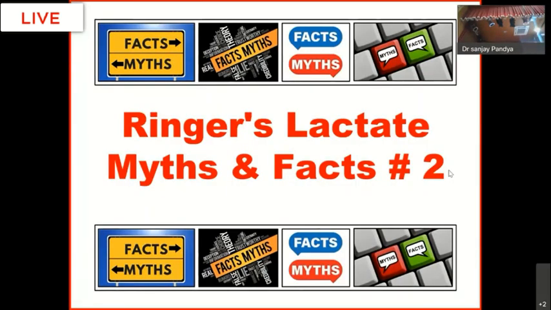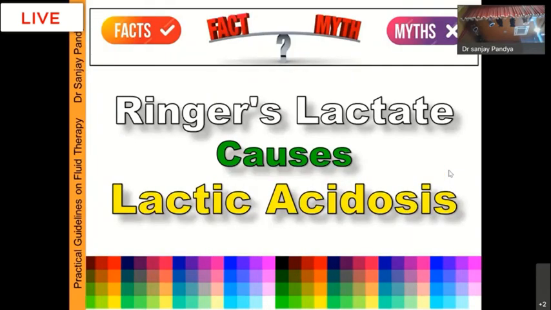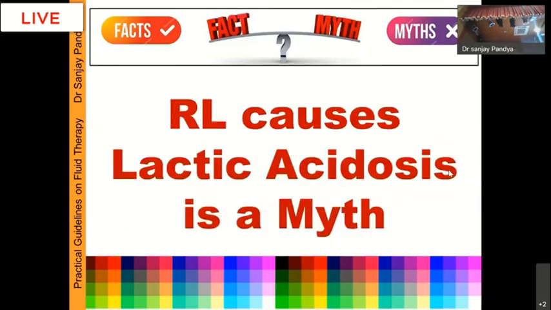Okay, that topic is complete. But now the second thing: it has lactate. I have a problem in using Ringer's lactate because it has lactate, and if in my patient the lactate level is high, it is going to aggravate lactic acidosis. So I am reluctant to use Ringer's lactate. But here my wise friends are present who will help me understand the concept. RL causes lactic acidosis is a myth. Why?